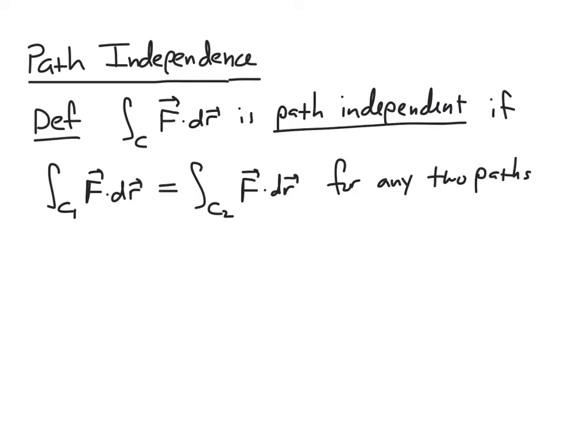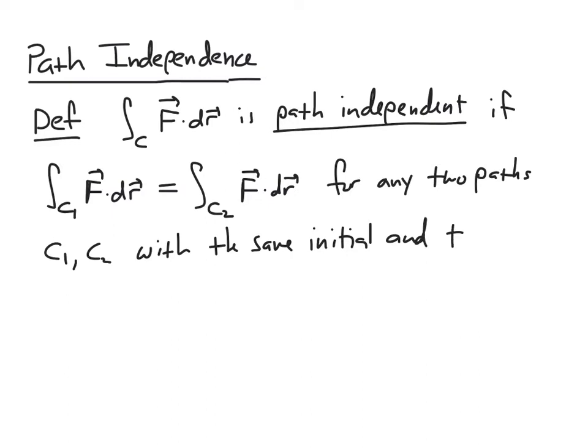and this is true for any two paths, C1, C2, with the same initial point and terminal points. So in other words, if a line integral is path independent, then we don't care about the curve itself, we just care about where the curve starts and where the curve ends.